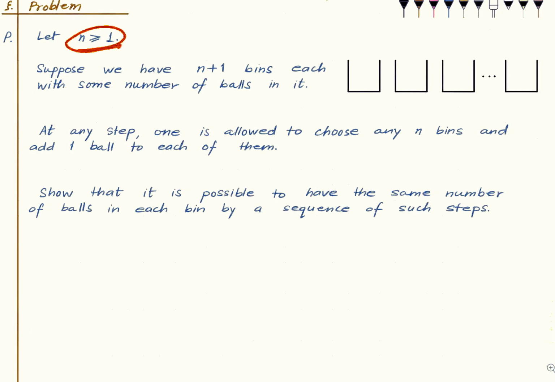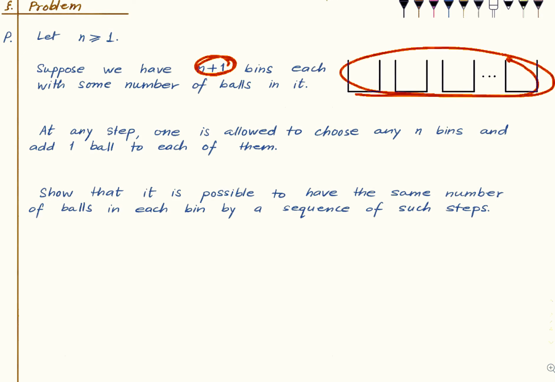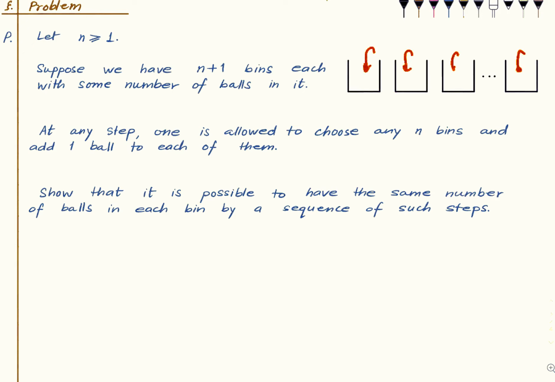Fix a positive integer n, and we have been given n plus 1 bins. So n plus 1 bins have been drawn, and all of them have some number of balls in them. And we know how many balls there are in each bin. The first bin may have b1 balls, then b2 balls, up to b(n+1) balls. So this initial configuration has been given to us.